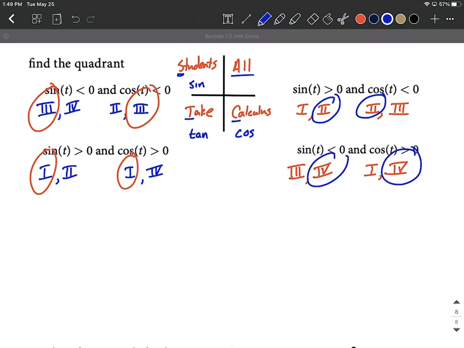All right, hope this helps out as you're trying to pick out the proper quadrant based on positive or negative for sine and cosine. Good luck.